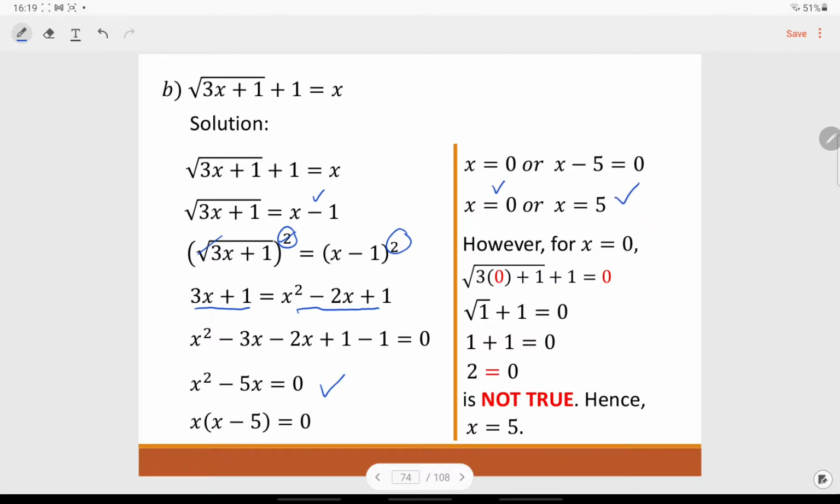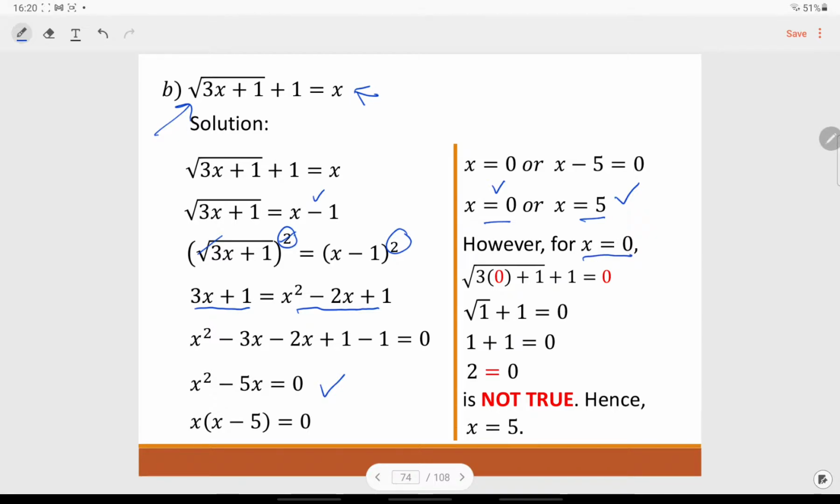But those values are not the final answer. Why? Because when we're dealing with surds, we need to check the value of x, whether x can still make the given equation valid or not. So how to do that? We need to replace x in the given original expression, and see whether the equation remains true or not. First we start with x equal to 0.